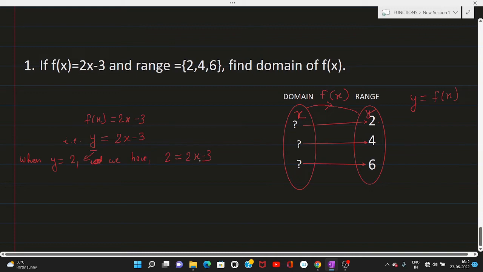Let's solve this to get the value of x, or it is 2 plus 3 equal to 2x, or it is equal to 5 equal to 2x. So on solving we get x is equal to 5 over 2. Is this clear? Similarly we will take y as 4 and we will put the value of y again over here, the value of y as 4 over here to get the value of x. So let's continue.